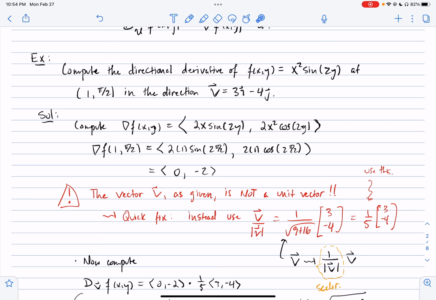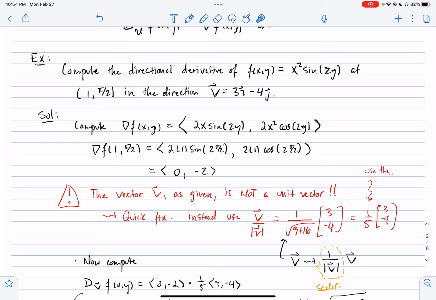So what should we do first? Well, the directional derivative is defined to be a dot product between the gradient of f and the given direction. So the first thing we should do is compute the gradient.